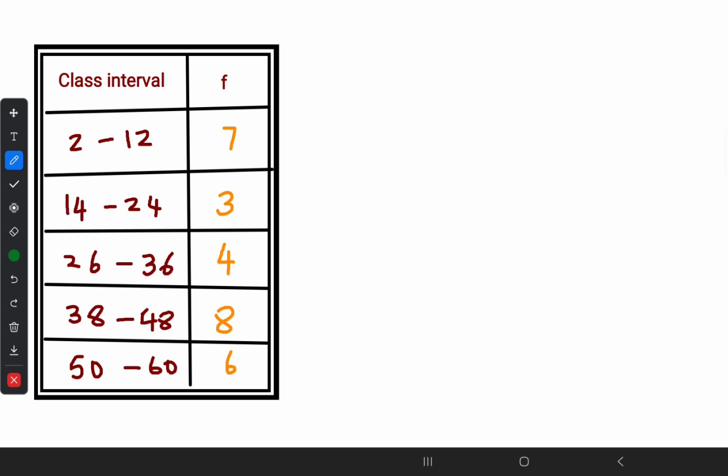So what you have to do first is find the correction factor. That means, what is the difference between the first class interval's upper limit and the second class interval's lower limit? The difference between these two would be 14 minus 12, which is 2. Since each class interval has two limits, a lower limit and an upper limit, the correction factor would be 2 divided by 2, which is 1.